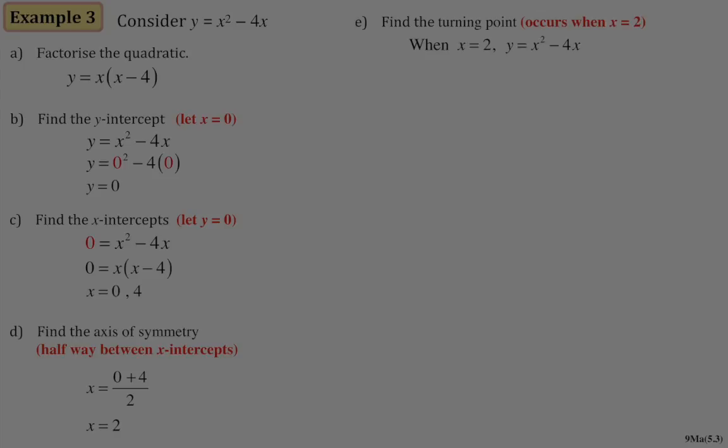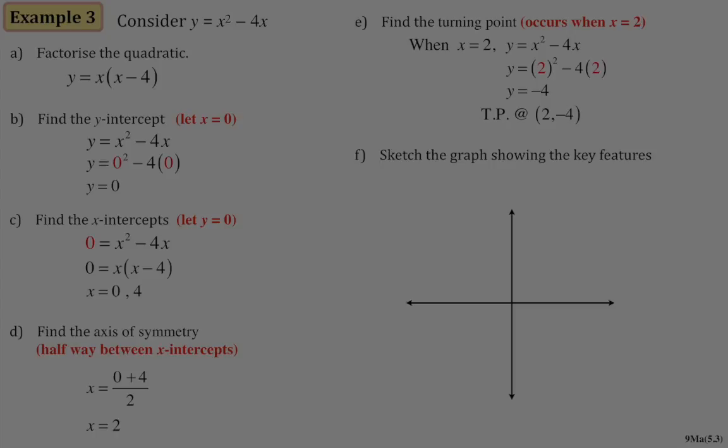So when x equals 2, we substitute x equals 2 back into the original equation, or into the factorized quadratic. It doesn't matter, either one works. So when I see x, I put a 2 in its place. So you get 2 squared minus 4 times 2. 2 squared is 4, 4 times 2 is 8, 4 minus 8 is minus 4. So the turning point happens at (2, -4). So I now know where the turning point is.